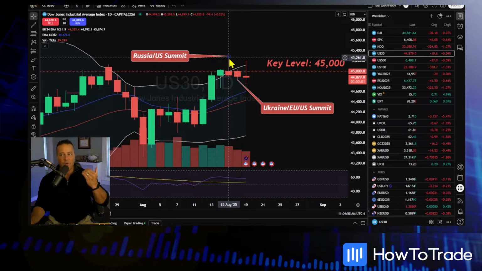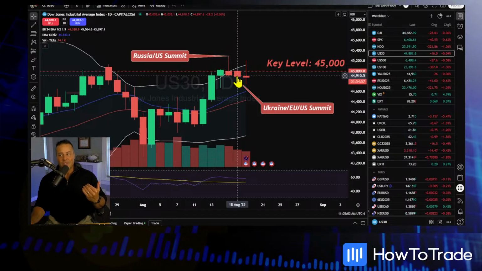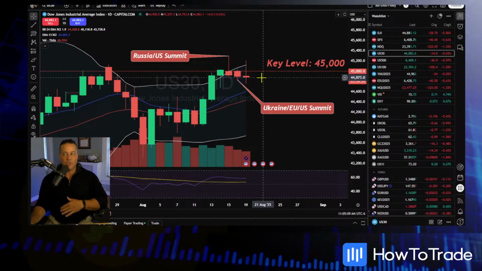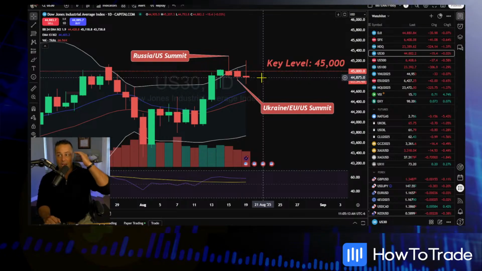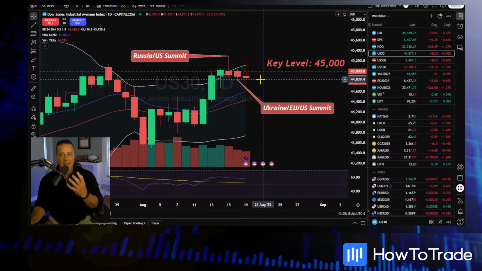Choppy. We rallied above 45. A lot of optimism there was going to be a peace deal. Nothing happened. Yesterday, the same type of thing, sort of compression, and then we sold off. The optimism faded, and nobody really knows what's going to happen with Russia-Ukraine. That looks to me like it's going to be the key market driver to send the Dow 30 up above 45,000. That is a key level. Always know your key levels. Absolutely always know your key levels.